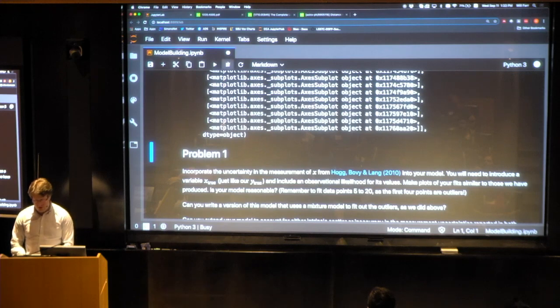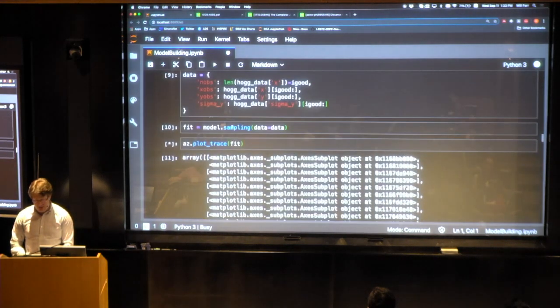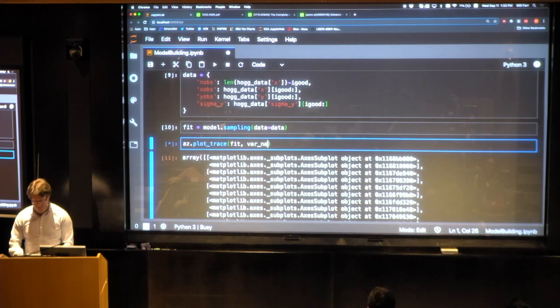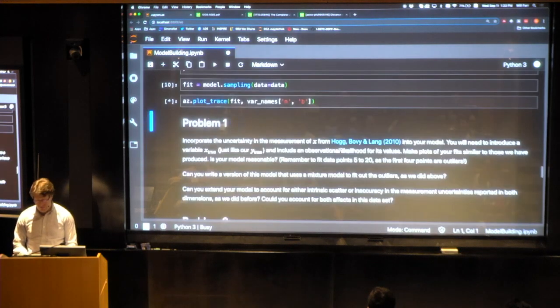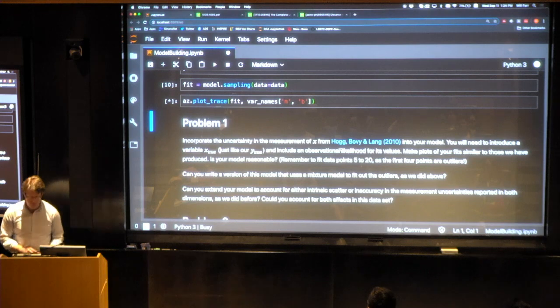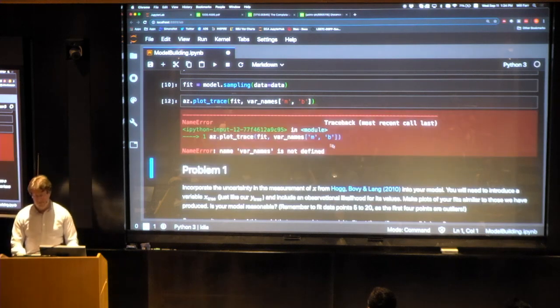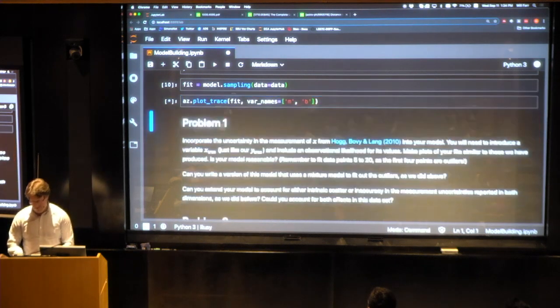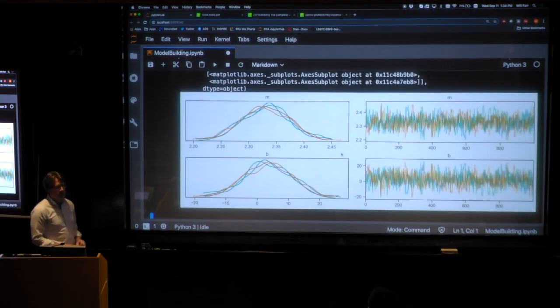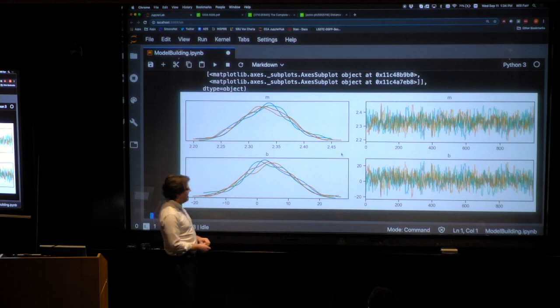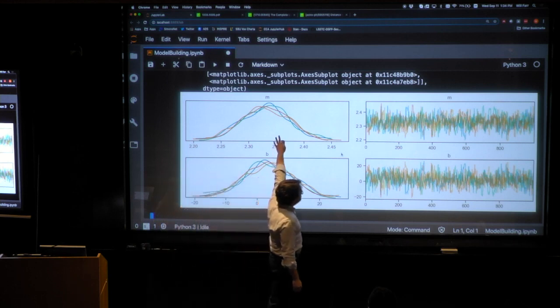Hold on. Let's take a look at a trace plot. Did you look at these earlier when you were MCMC sampling? There we go. So this is a trace of the MCMC sampling that Stan did over the slope and the intercept.